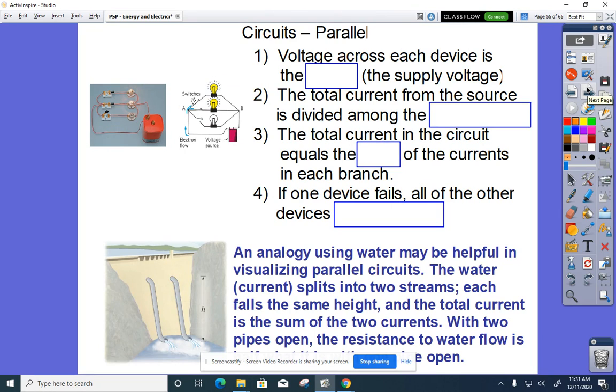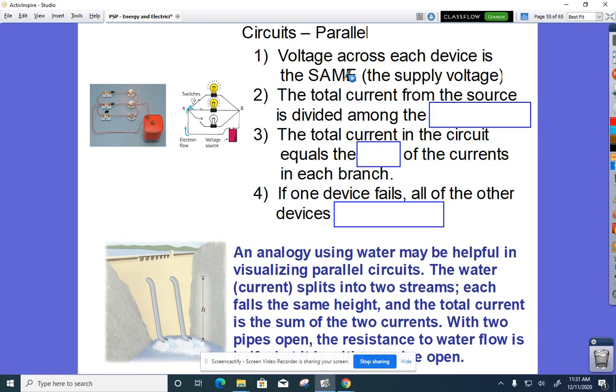Now, parallel circuits, the voltage across each device is now the same. So when I look at series circuits, we said that the current through each device is the same. Here, the voltage drop across each is the same. And that's simply because of the way it's wired. You notice that both sides of these light bulbs, no matter where I look, are connected to the same voltage source. So now they all have the same voltage drop across it.